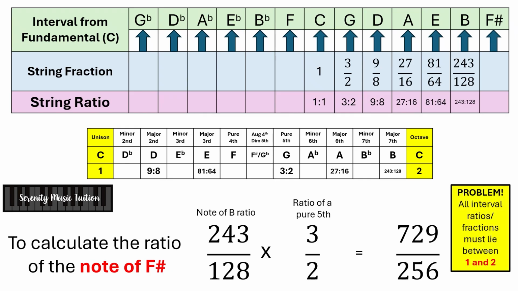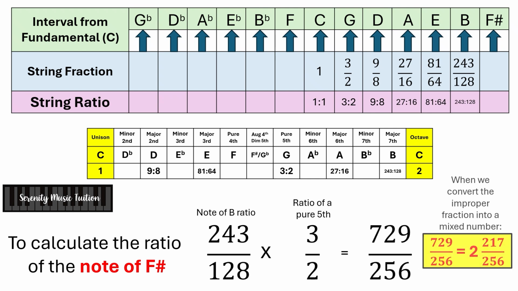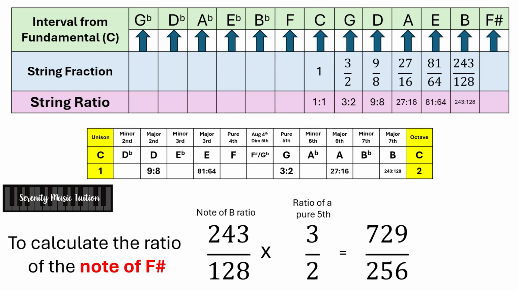All of our string ratios need to lie in between the unison and the octave, and therefore in between the numbers 1 and 2. When we convert the improper fraction into a mixed number, we get 2 and 217/256, which is obviously greater than 2. This is due to the note ending up in the second octave, just like we saw with the notes D and E, which we moved down an octave. To bring the note F sharp down an octave so its ratio lies in between 1 and 2, we need to divide by 2. This gives us a final interval fraction of 729/512.